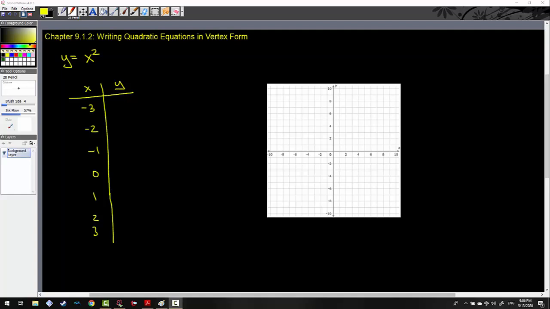In today's episode, we will be discussing Chapter 9.1.2, which is writing quadratic equations in vertex form. Before we talk about the quadratics in any form, I do want to graph the most basic form of a parabola, and the reason why I'm doing that is because I want to illustrate some visual features about it.